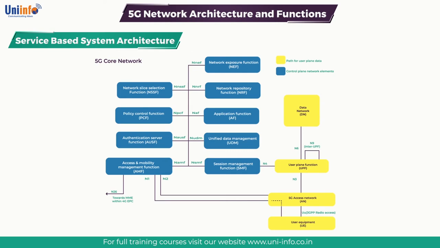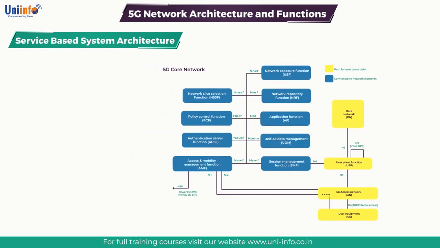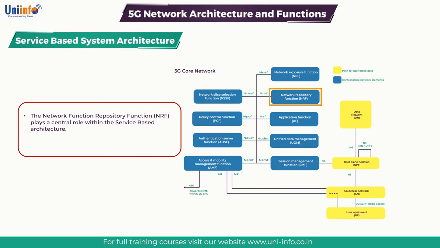The functionality associated with each network function is described in a later part of this course. The network repository function, NRF, plays a central role within the service based architecture. Network functions register the services they offer with the NRF. They then use the NRF as a database to discover the services offered by other network functions. The following three mechanisms are used.